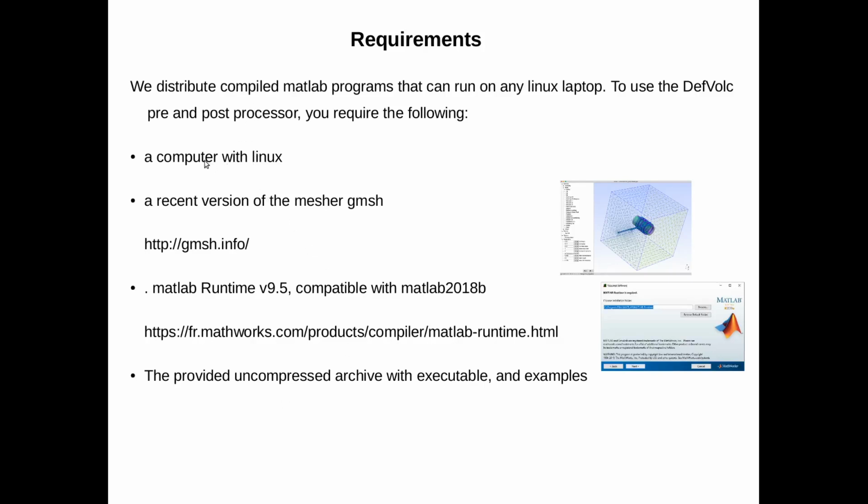So you need a computer equipped with Linux. You need a recent version of the mesher called GMSH that you can download at the following address. You need MATLAB Runtime v9.5, which is compatible with MATLAB 2018b. And you need to have the provided uncompressed archive with the executables and examples.